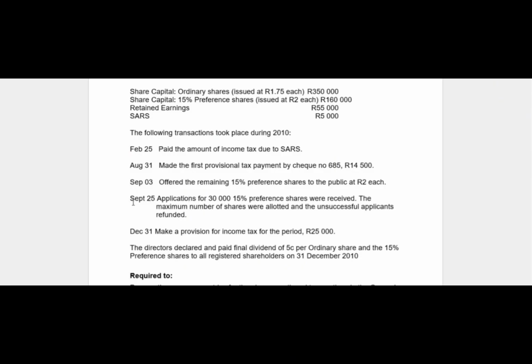Therefore, the following transaction on September 25, we received an application. You see now, they say applications for 30,000 15% preference shares were received. The maximum number of shares were allotted and the unsuccessful applicants were refunded, right? So number one, we need to record the application, and then we can offer after, and then we can refund after.